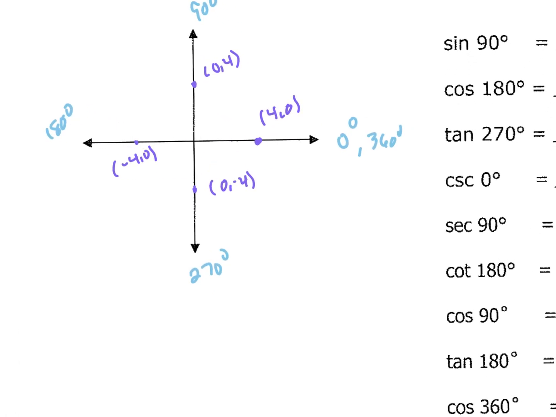What would R be equal to? What is the distance from the origin out to any point on this graph? 4. So R is 4. By the way, R always must be a positive value. It's a distance, so R will always be positive. So keep that in the back of your mind, okay?